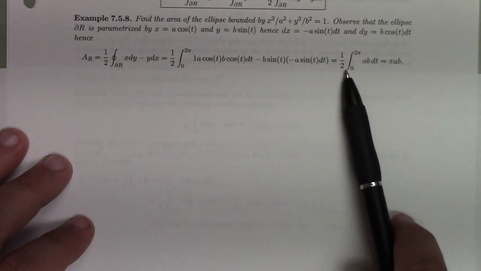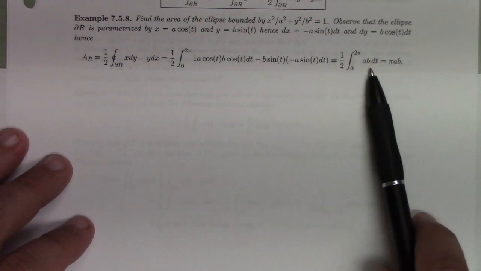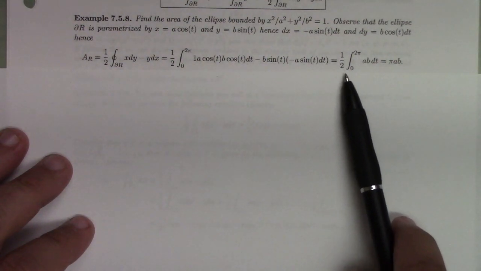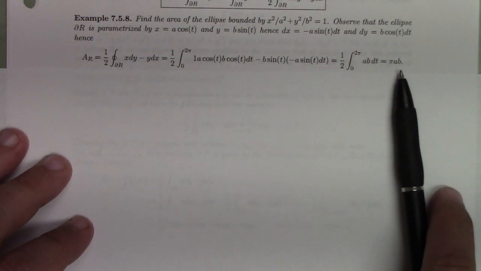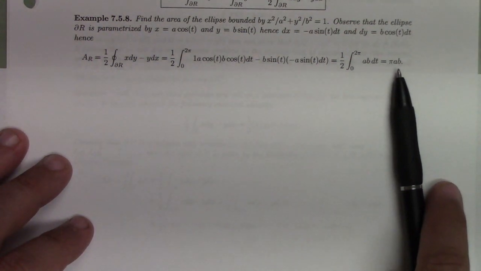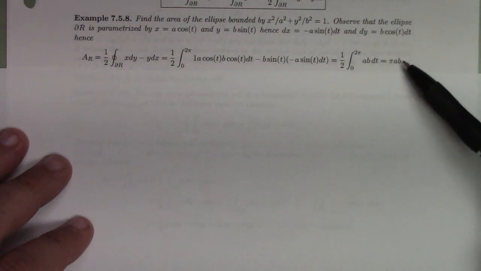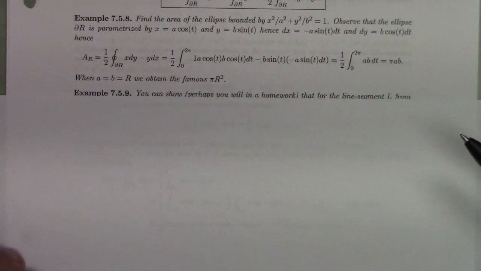And so what's the integral of ab dt? Well, that's just 2 pi ab. The half cancels with the 2, and we get pi ab, which is the area of an ellipse, which is pretty neat. Of course, if a is equal to b, we get a circle. We get pi r squared.